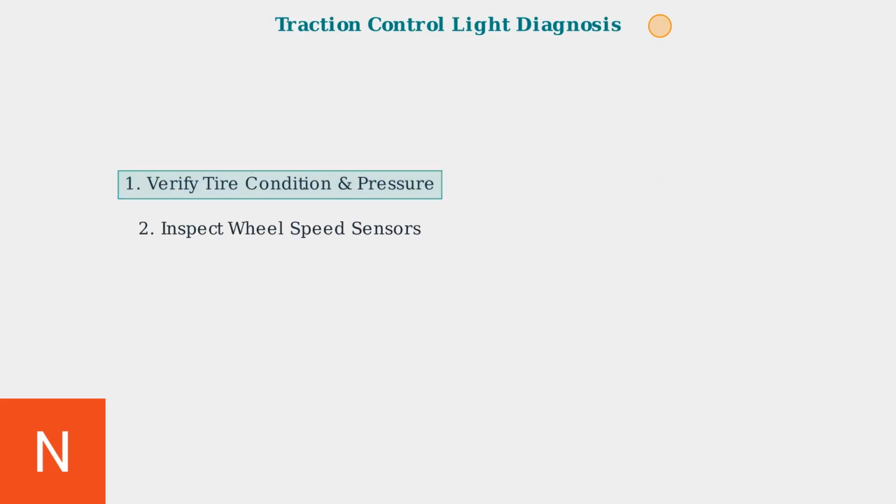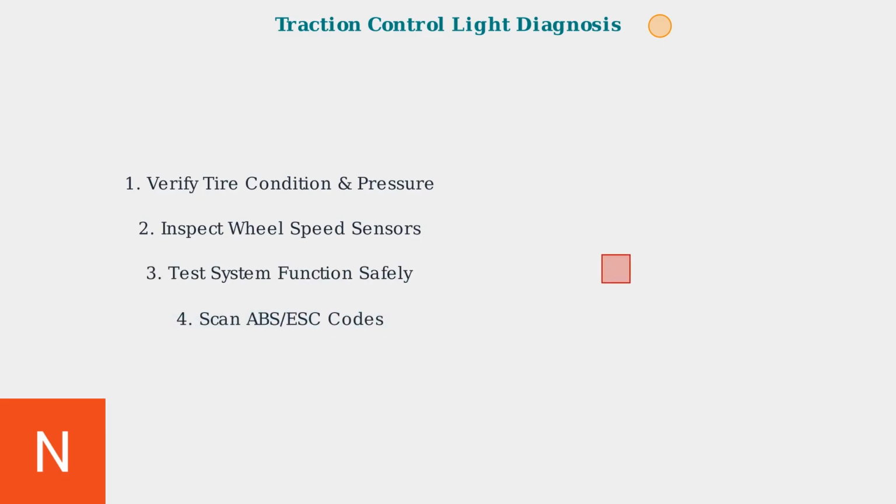Now for traction control lights. Start by verifying tire condition and pressure, as uneven wear or pressure differences can trigger the system. Third, test the system function in a safe, controlled environment. Fourth, scan for ABS and ESC codes, as many traction control issues stem from problems in the anti-lock braking system.